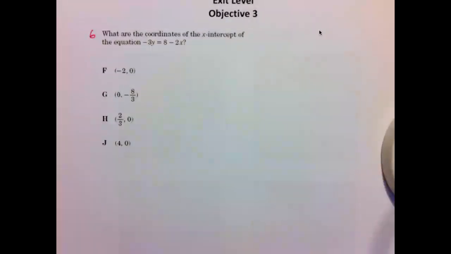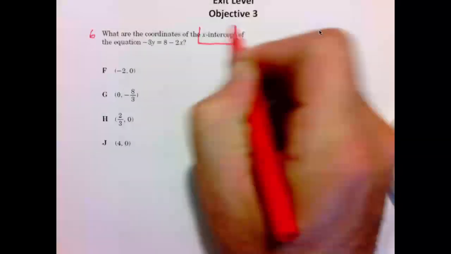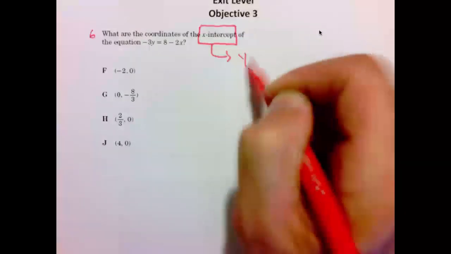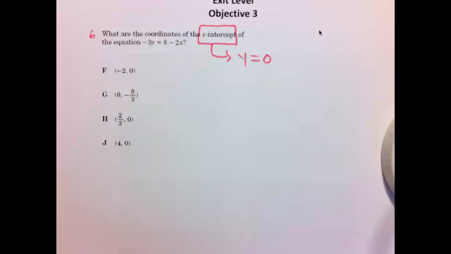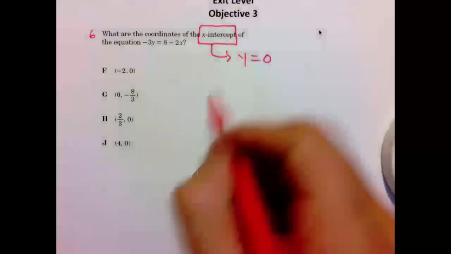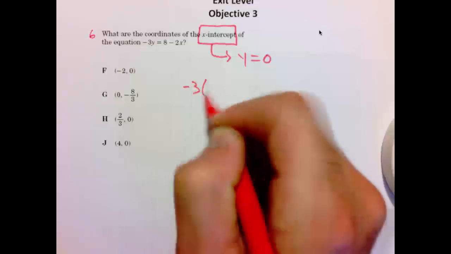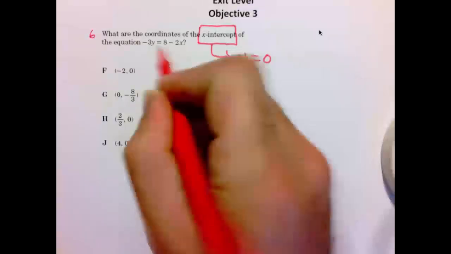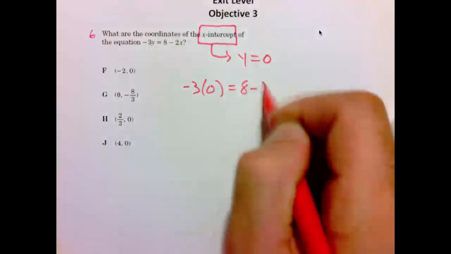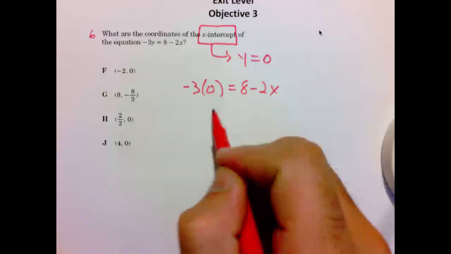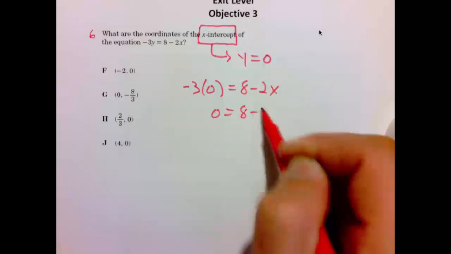Number 6. What are the coordinates of the x-intercept of the equation negative 3y equals 8 minus 2x? We did this one in class, but we know at the x-intercept that y will be 0. At the intercepts, there's always a 0. So I'm going to take 0 and substitute it for y. Negative 3, substituting 0 in place of y, equals 8 minus 2x. Multiplying gives 0. We have 8 minus 2x.